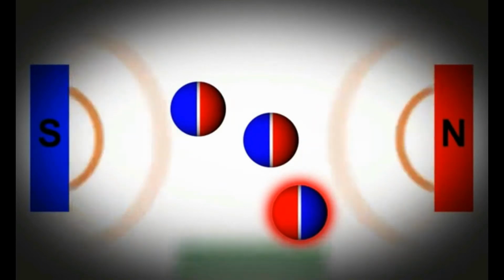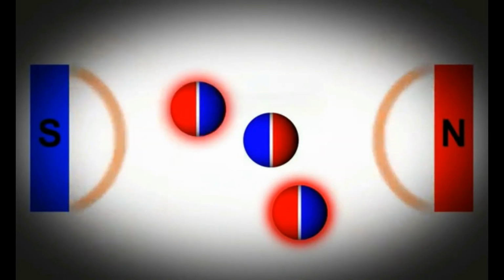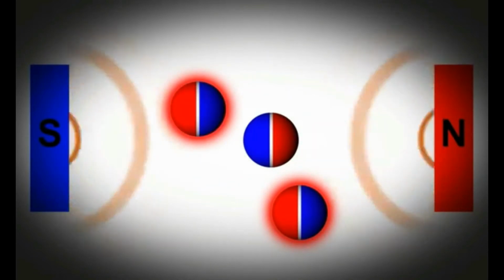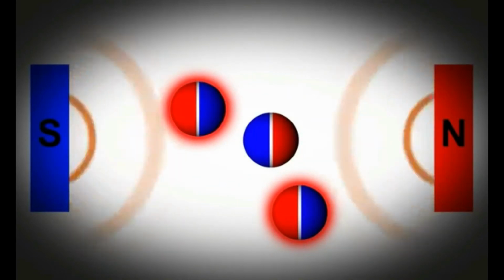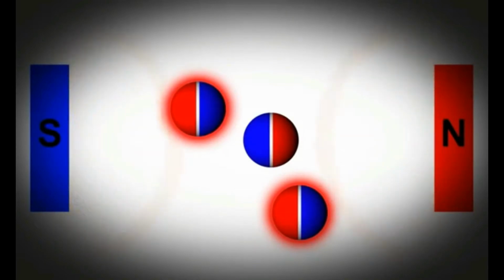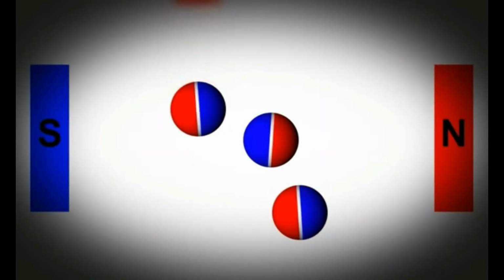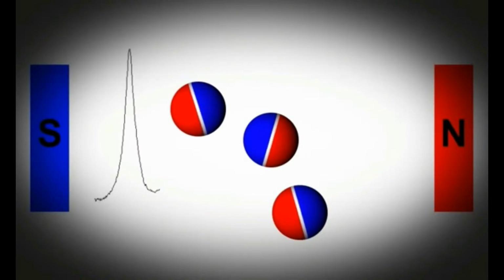Now if we shoot these aligned nuclei with a pulse of radio waves with a specific energy, some of the lower energy state nuclei absorb it and go to the high energy state. Then when the pulse stops, they emit the energy they absorbed, which is then interpreted by the receiver, and a band is drawn on the graph as a result.